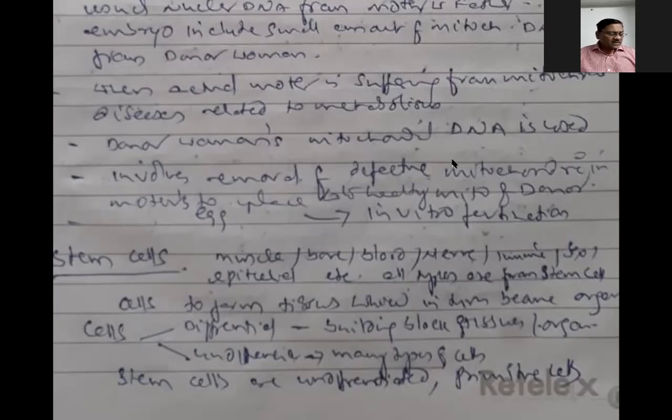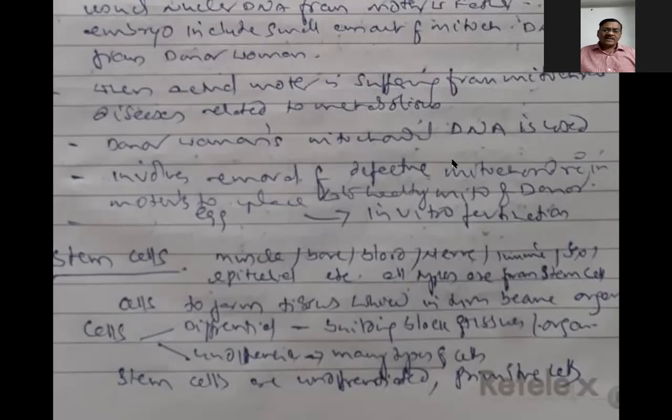So this is about stem cells. In the introduction to stem cells, if there is a defective embryo, new embryo cells can be taken in the process of gene therapy, kept here, and then a new embryo without any defect can be formed.